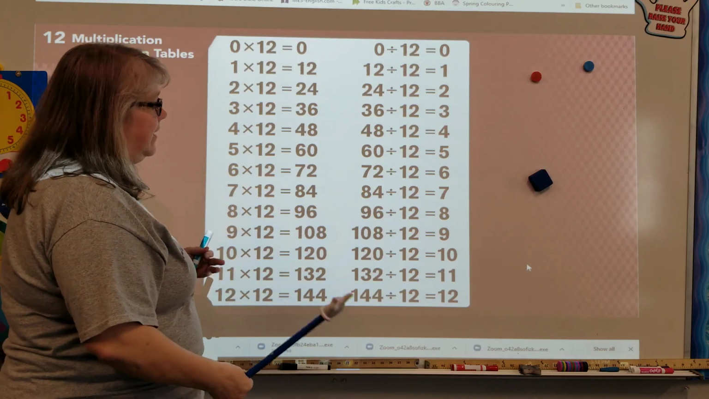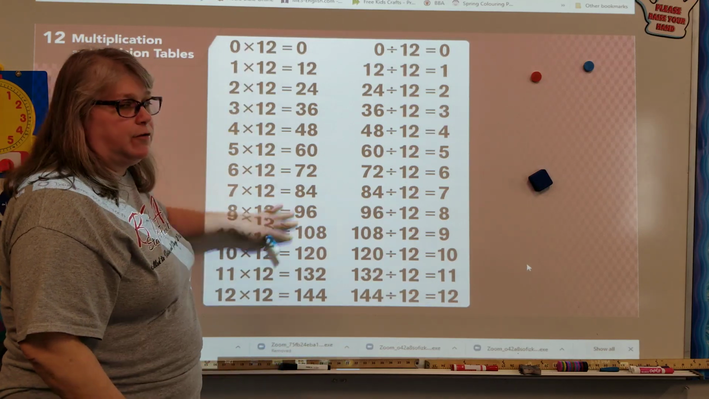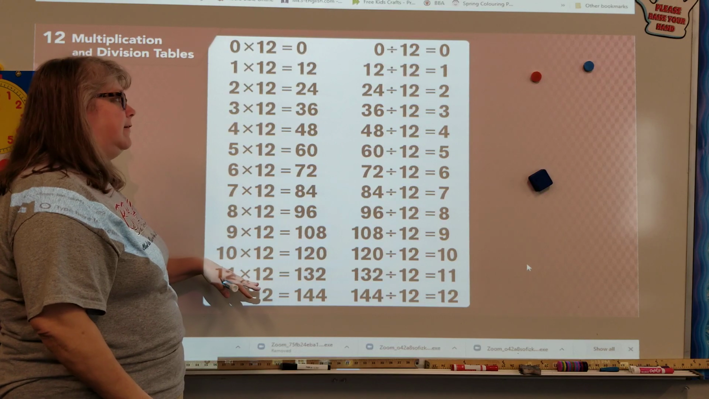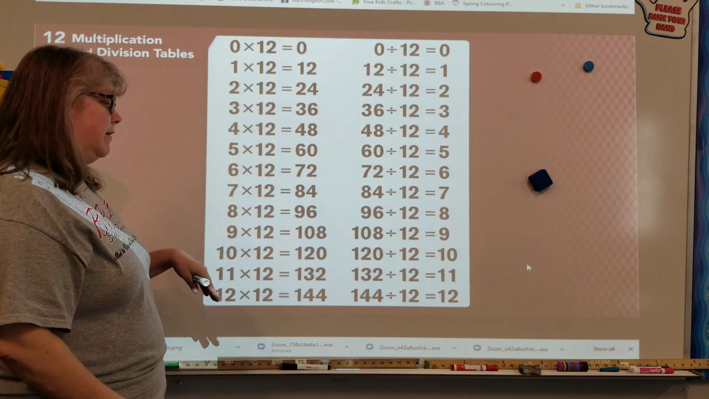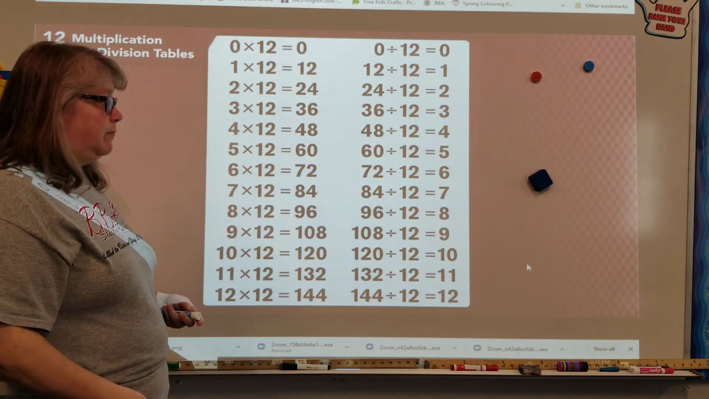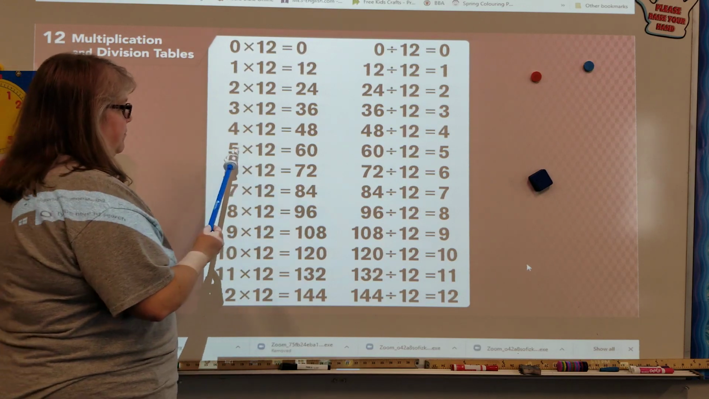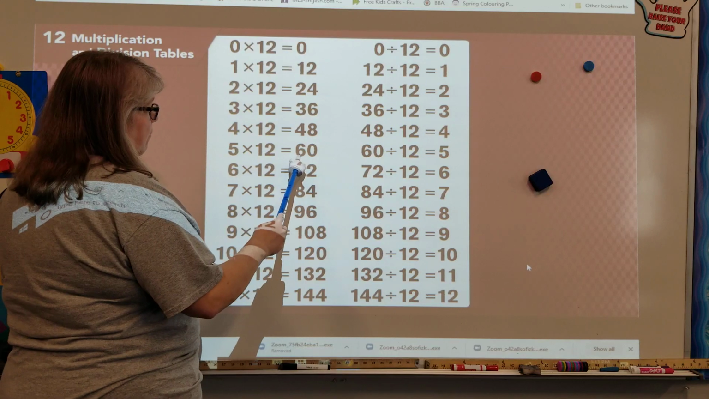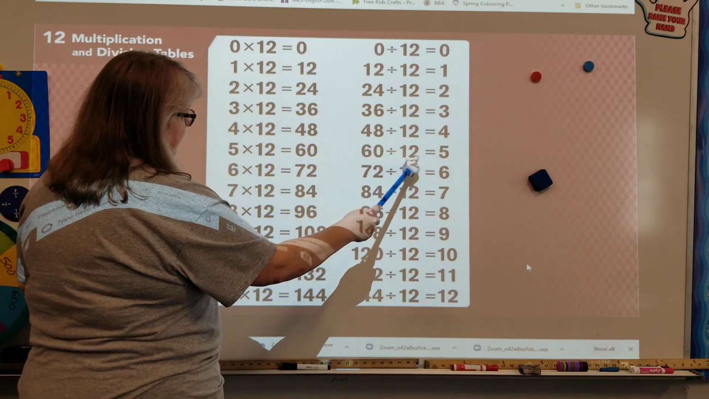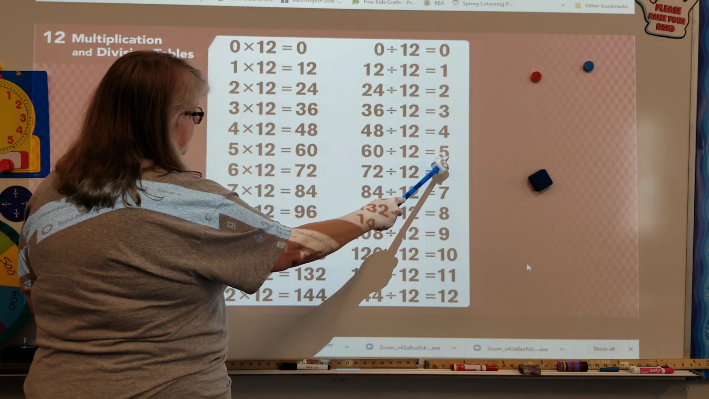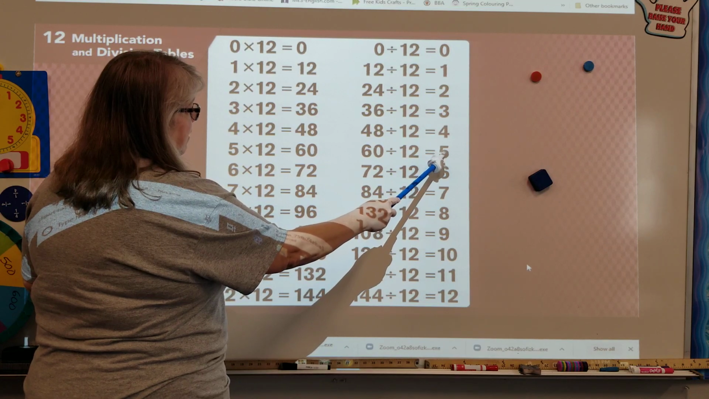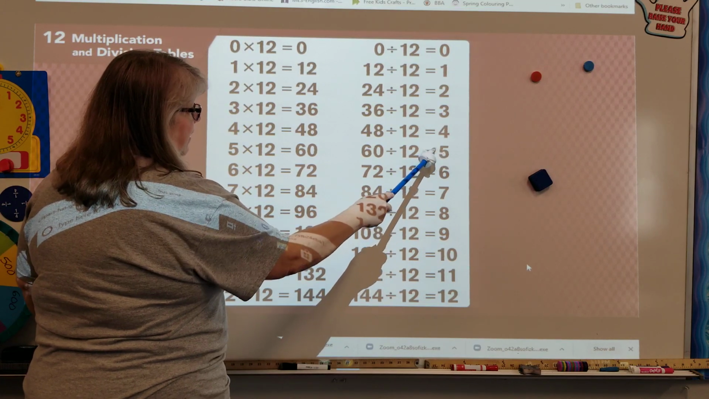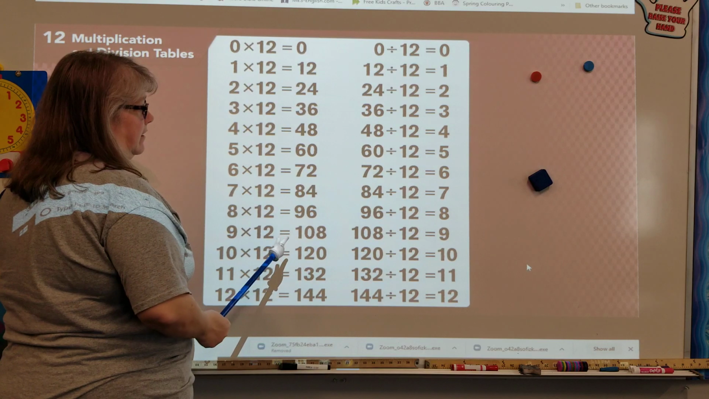Okay, so the dividing by 12, which we've already done the multiplying by 12, but the dividing by 12 is the undoing of the multiplying. So let's look at this one, for example. 5 times 12 equals 60. Well, 60 divided by 12 equals 5. We can actually go backwards and undo it and say 5 times 12 equals 60, like that.